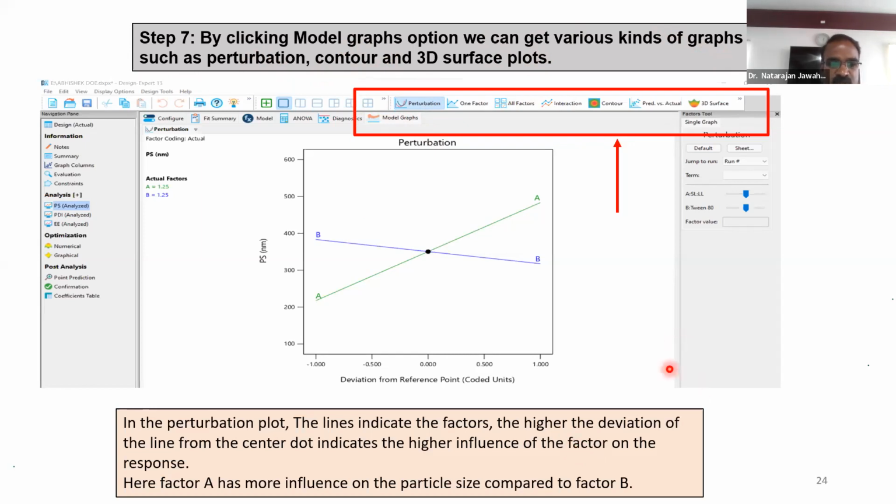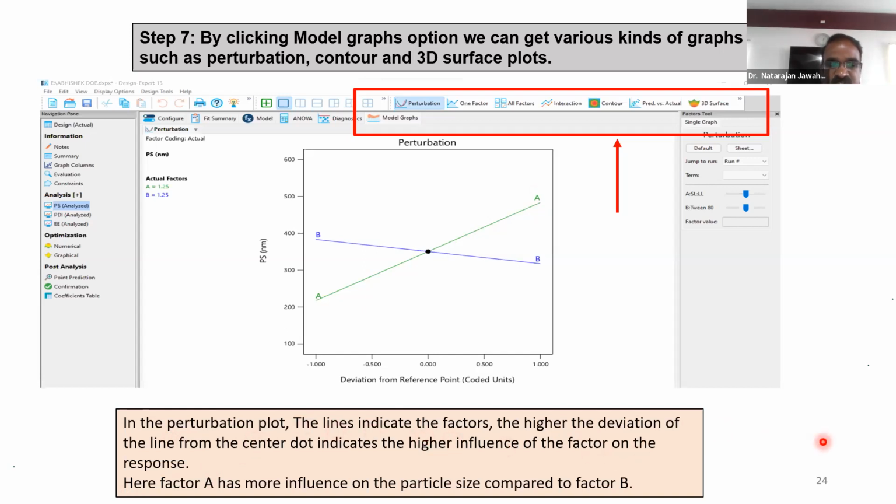In the perturbation plot, the center point is the response, and B is one factor, the one I entered in the beginning. A is the other factor. The B factor has not deviated much from the center point, whereas A has deviated much. So from this, what I understood is that factor A influences my response much.